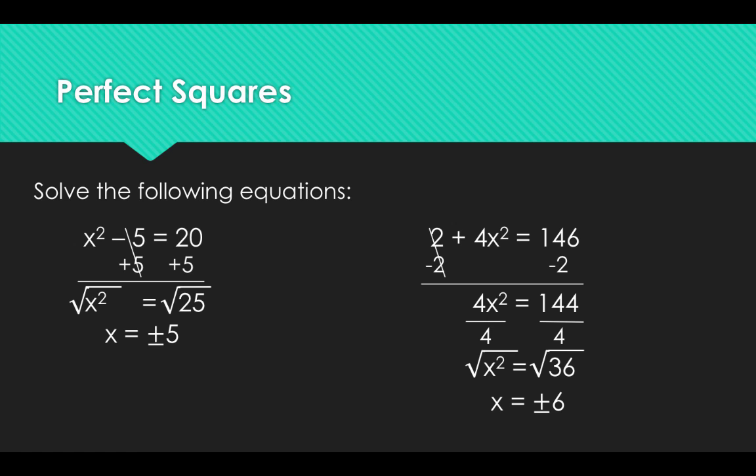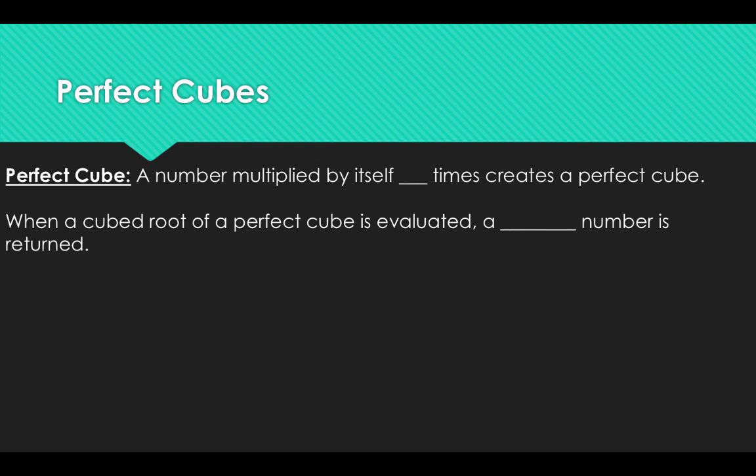All right, moving on from perfect squares, we're now going to move on to perfect cubes. So now we're taking a number and multiplying it by itself 3 times, which creates a perfect cube. When the cube root of a perfect cube is evaluated, a whole number is returned, just like with perfect squares. But instead of taking the square root, now we're taking the cube root.